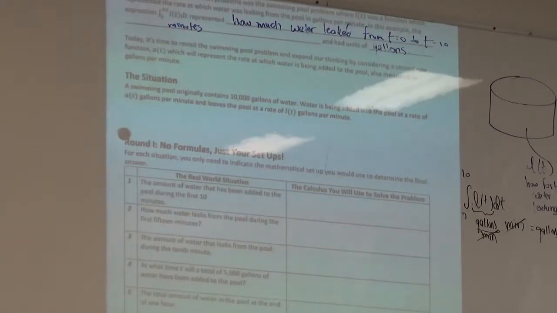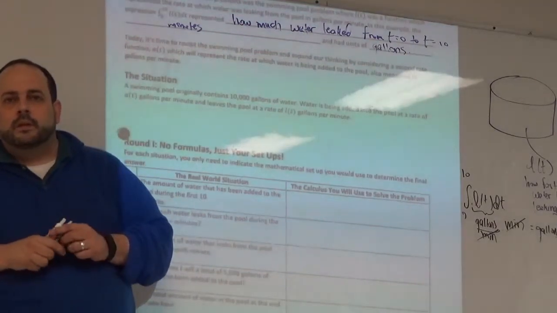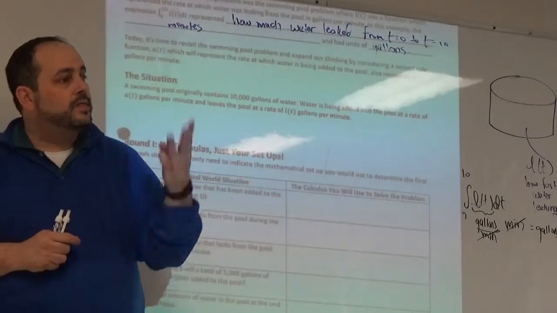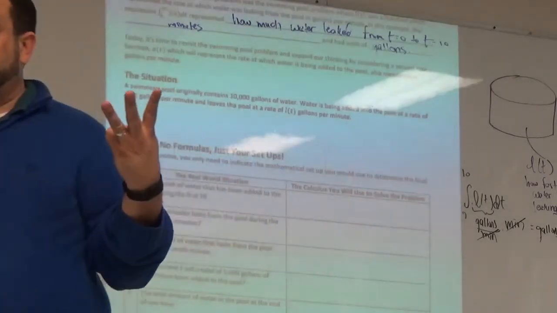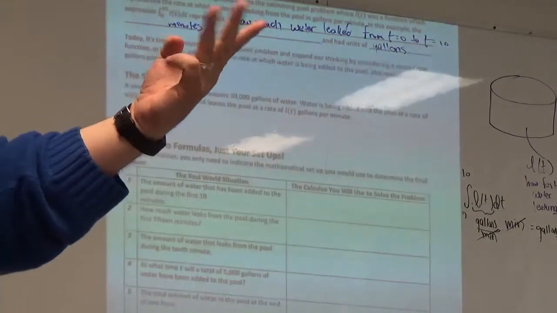A swimming pool originally containing 10,000 gallons of water. Water is being added into the pool at a rate of A of t gallons per minute and leaves the pool at a rate of L of t gallons per minute. Okay, three things going on in this situation now. What are the three things that you see?